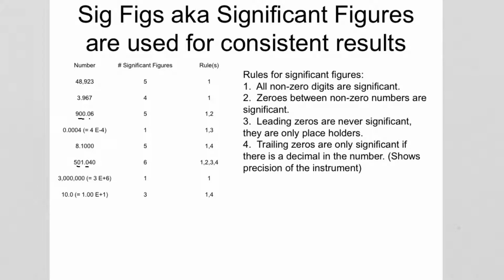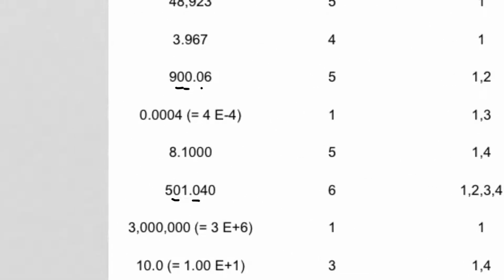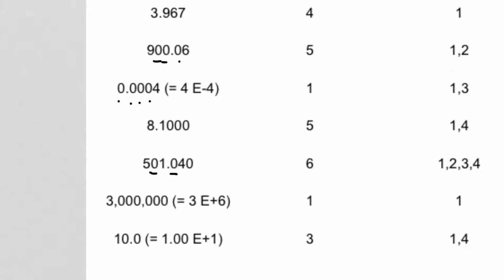Leading zeros are never significant. They're only placeholders. So leading zeros, what I mean, are the zeros to start a number. All of these 4 zeros, not significant. I don't have any other examples on this one.